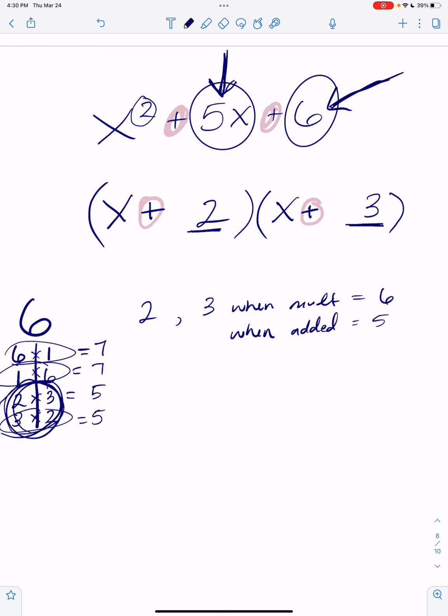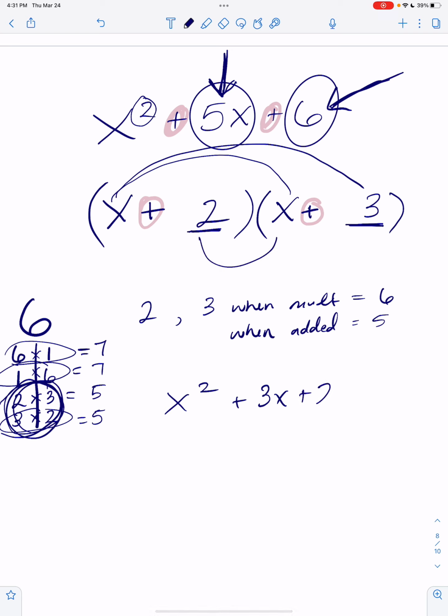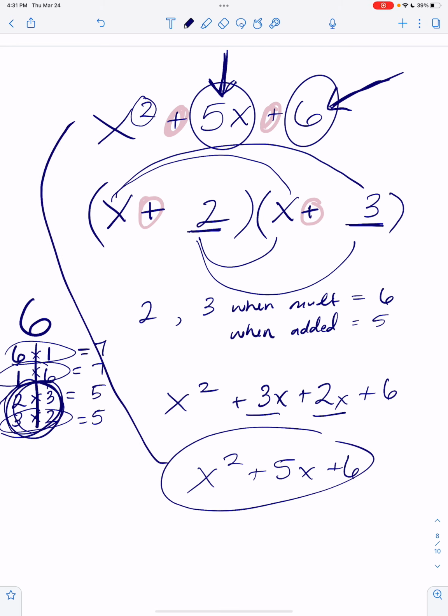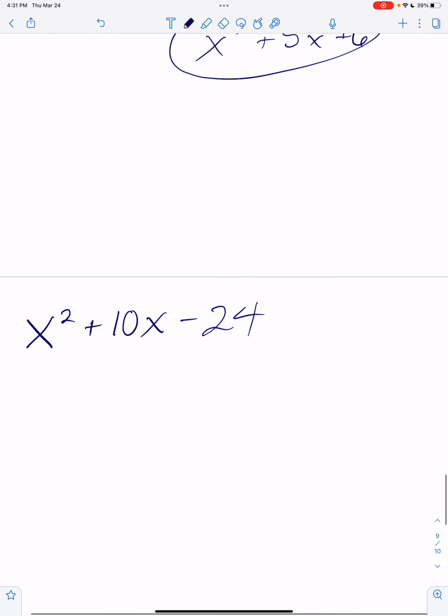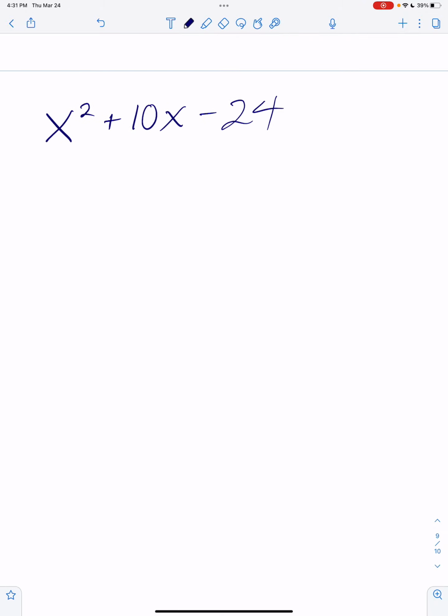The last step, whenever you're factoring or reverse foiling, is to actually FOIL your answer and double check it that way. I can see that x times x gives me x squared, x times 3 gives me 3x, 2 times x gives me 2x, and 2 times 3 gives me 6. I add the middle two together to give me 5x plus 6. This matches the answer that I started with, so I know my brackets were indeed correct. Okay, let's try this again, maybe with a slightly more complicated one this time.